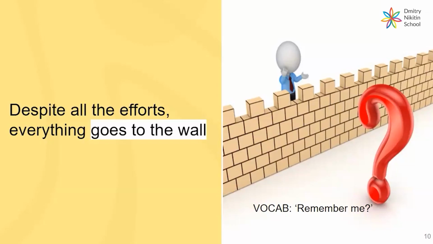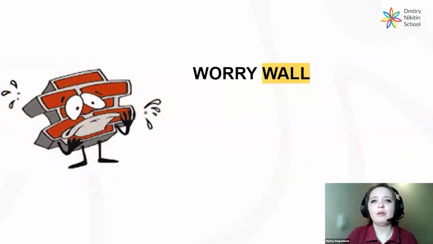But in the end, despite all the efforts, everything goes to the wall, literally, because that wall creates a kind of a barrier between a student and the real usage of the language. Vocabulary is asking like, remember me, and a student will say, okay, no. A student might be wary of using the vocabulary, and this is how we can talk about the so-called worry wall.